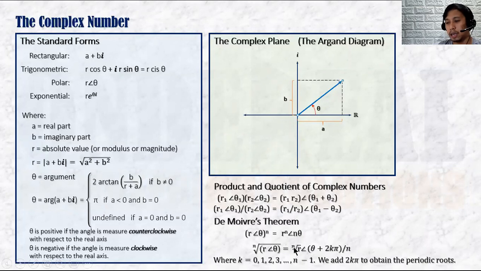So if the index n is equal to 2, that means you are taking the square root, then there should be 2 periodic roots. From 0 to 1, when you evaluate, there are 2 results, making k equal to 0 first, then next k equal to 1. And if you are taking the cube root of that complex number, there should be 3 periodic roots. You are to make k equal to 0, k equal to 1, and k equal to 2. Okay, so that's it. Now, let's evaluate this.